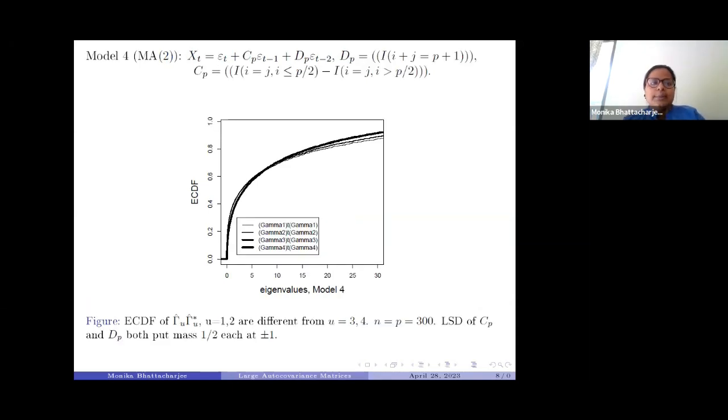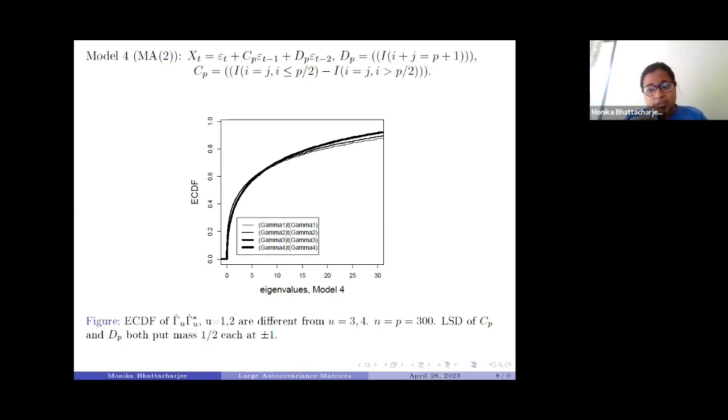And next I'm considering the MA(2) process. Here you can see that we need two coefficient matrices. One coefficient matrix I take is C_p, a diagonal matrix which has 1 on half of the diagonal and -1 on the other half of the diagonal, and there is another matrix D_p which is of this form. This D_p is also a p cross p matrix.